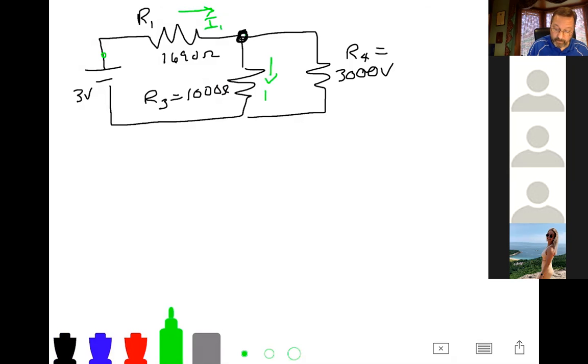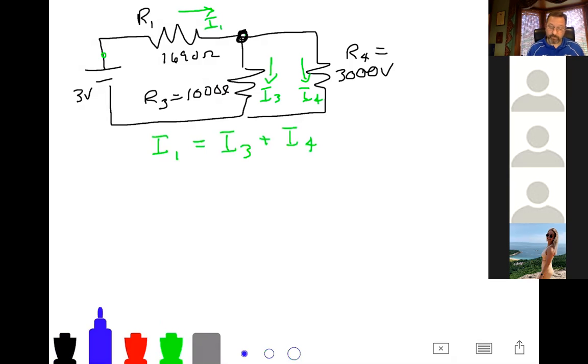Right here, we'll skip over to I3. That's the current going through resistor 3. And of course, there's the current going to resistor 4. Okay. And the first rule for the junction is that I1 has to be equal to I3 plus I4. Everybody okay with that idea? That one's pretty straightforward, and that's why I like to start with it. Let's start tracing loops and employ Kirchhoff's loop rule, okay?